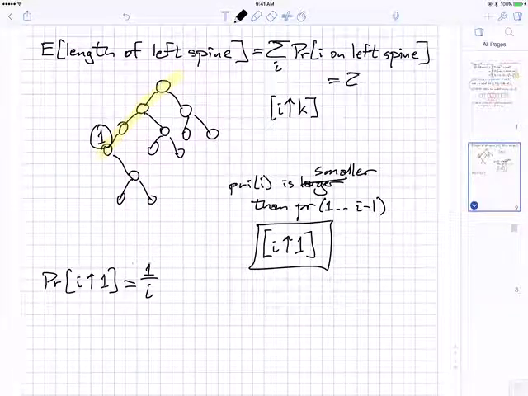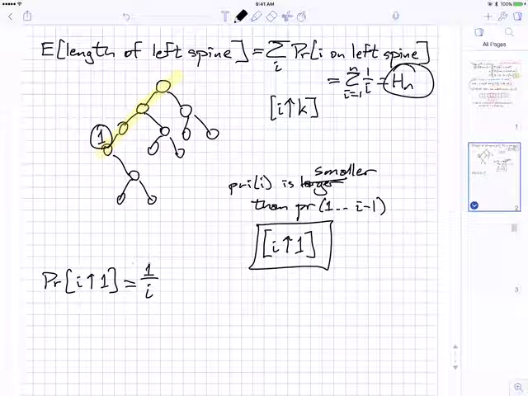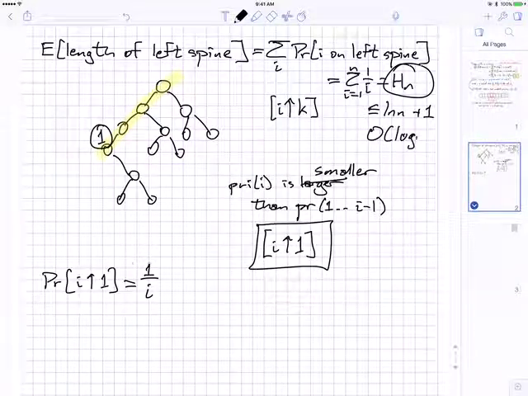So this is the sum from i equals 1 to n of 1 over i, which is by definition the nth harmonic number. That's the answer. And this is less than natural log of n plus 1. It's big O of log n. But the answer is the nth harmonic number.